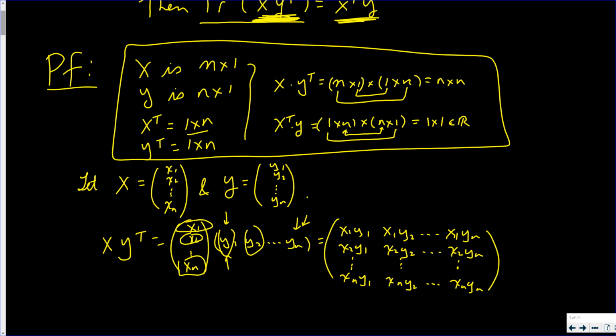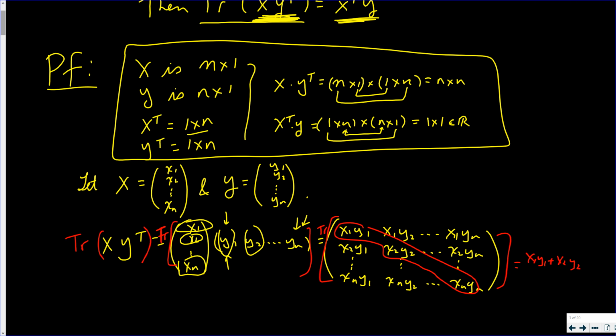And I would just love to put trace in front of this. And then the trace is just the sum of the elements on the diagonal, which is x1 y1 plus x2 y2, all the way down to xn yn. So I have exactly what the left side equals.